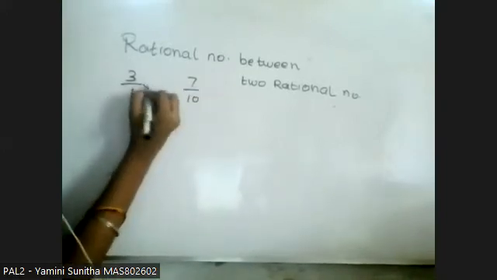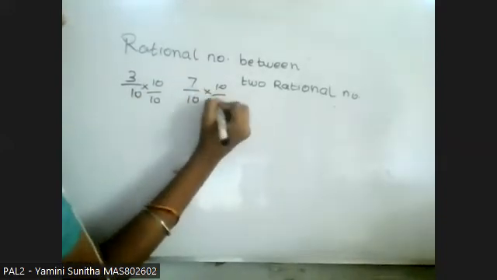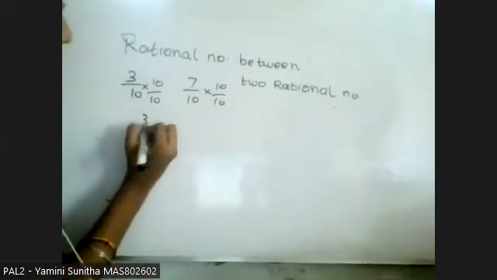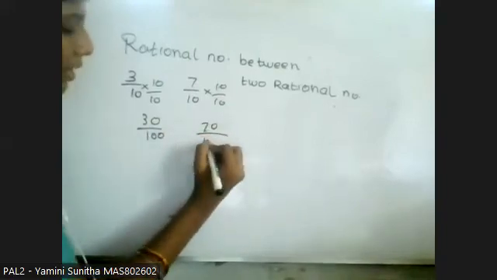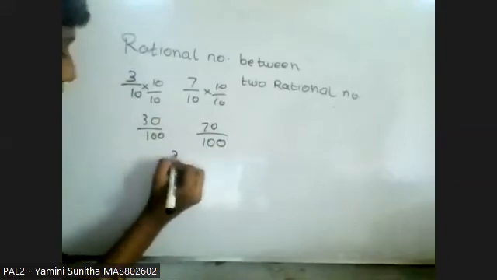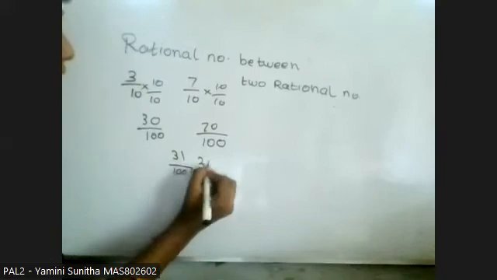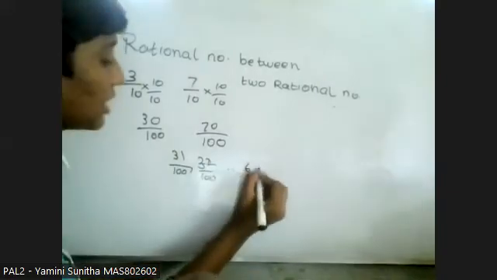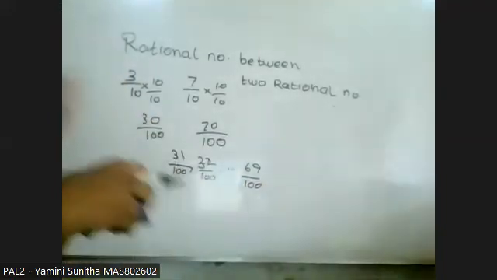You know that 3 by 10 and 7 by 10, when we multiply by 10 by 10, are the same rational numbers: 30 by 100 and 70 by 100. Now how many are there from 31 by 100 up to 69 by 100? These many rational numbers will be there. So the value is not definite.